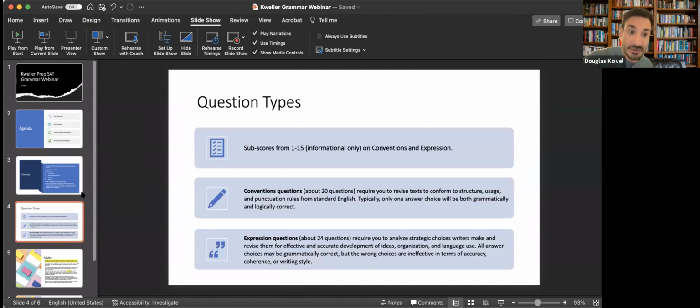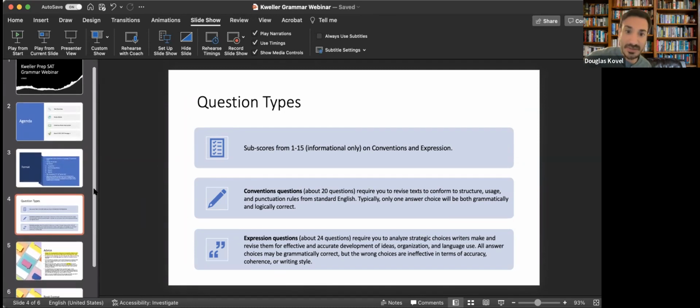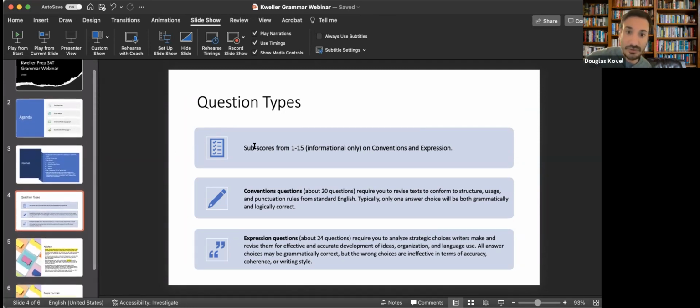So the last thing that I wanted to talk about in terms of the overall format of the test has to do with the question types. So one thing that I didn't actually mention directly in the math and reading webinars, but this does apply to those tests as well, is that in addition to your official scores, which range from 200 to 800, and those are the grades that actually matter, you do get these unofficial subscores that range from 1 to 15, with 15 being the highest. They're for informational purposes only, but they could give you a better idea of which question types are your stronger areas and which question types are maybe the areas of weakness that you most want to improve on.